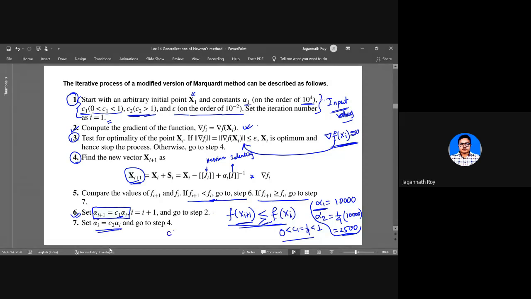So c2 is strictly greater than 1. For example, c2 equals 2. Then alpha 2 will be 2 times 10 to the power 4. If we go in the wrong direction, then we apply step 7. If we go in the right direction, we apply step 6. So this is how we will actually implement this method.